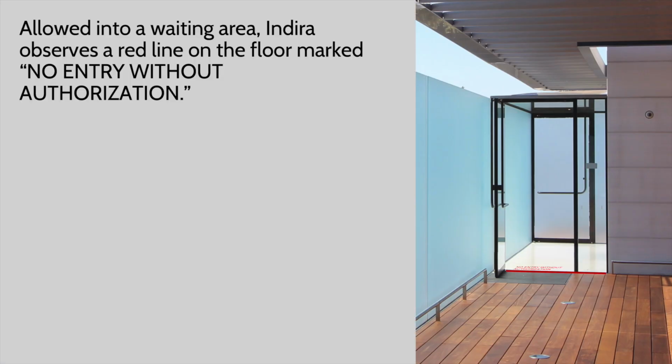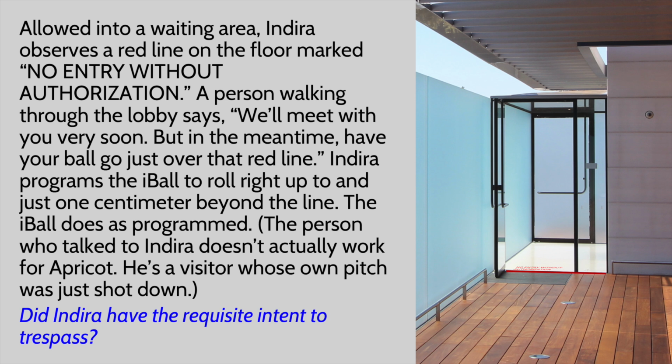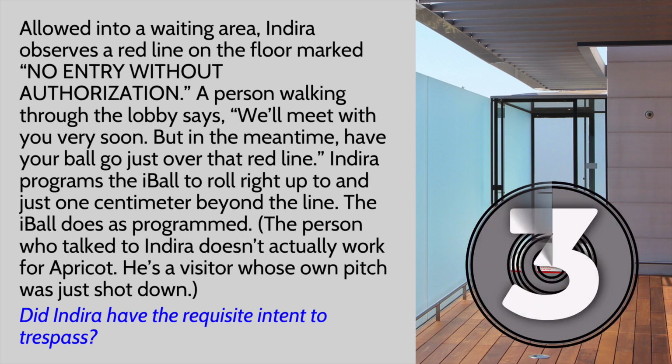Allowed into a waiting area, Indira observes a red line on the floor marked, "No entry without authorization." A person walking through the lobby says, "We'll meet with you very soon, but in the meantime, have your ball go just over that red line." Indira programs the iBall to roll right up to and just 1 centimeter beyond the line. The iBall does as programmed. The person who talked to Indira doesn't actually work for Apricot. He's a visitor whose own pitch was just shot down. Did Indira have the requisite intent to trespass?